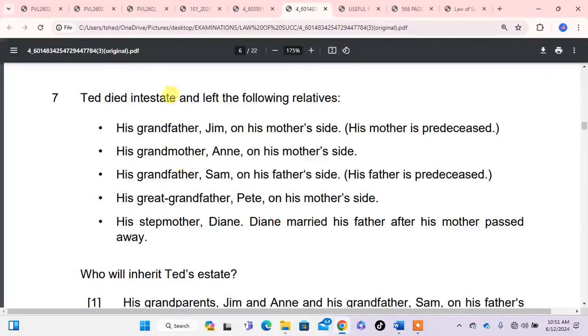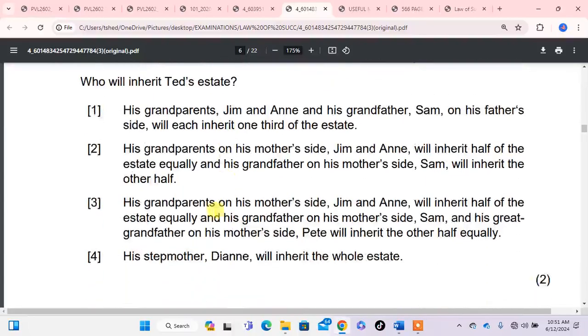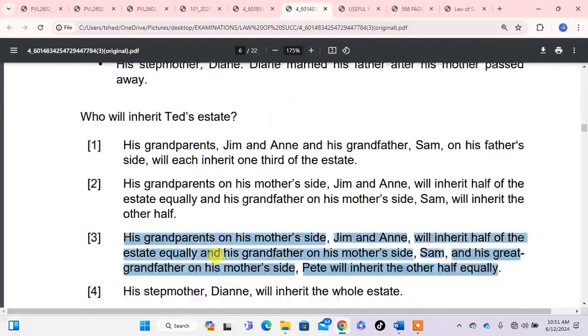Ted died intestate and left the following: his father Jim on his mother's side, his grandmother Ann on his mother's side, his grandfather Sam on his father's side, his great-grandfather Pete on his mother's side. Then we have a stepmother, which we have already dealt with. Because these all are surviving, they are all entitled to inherit. Therefore, Jim and Anna are all going to inherit equally. The person that will not be part of this inheritance is Diana, because Diana is a stepmother.